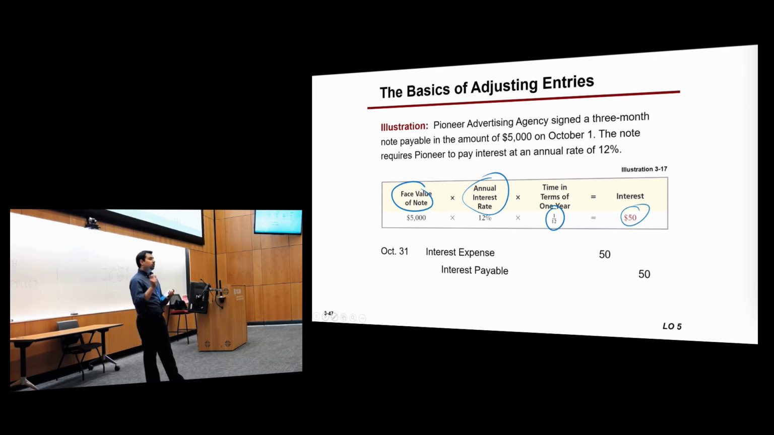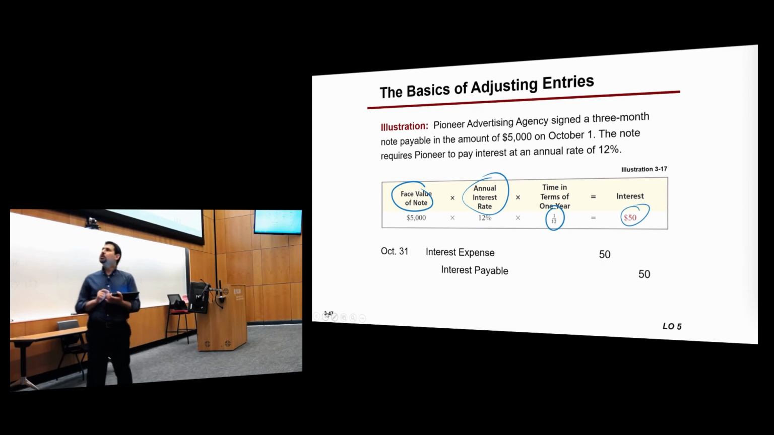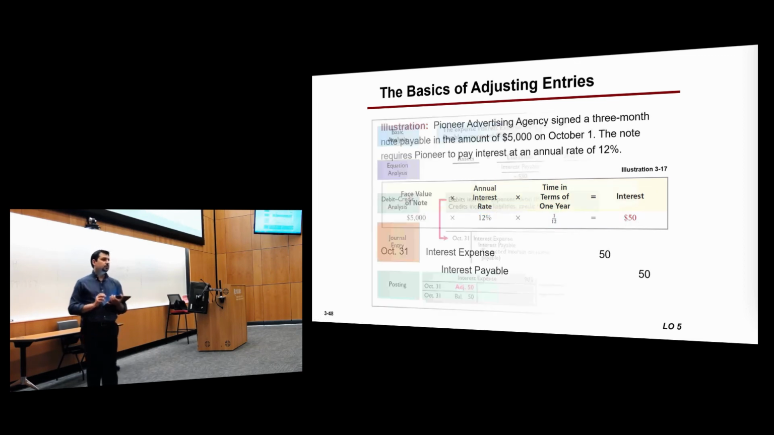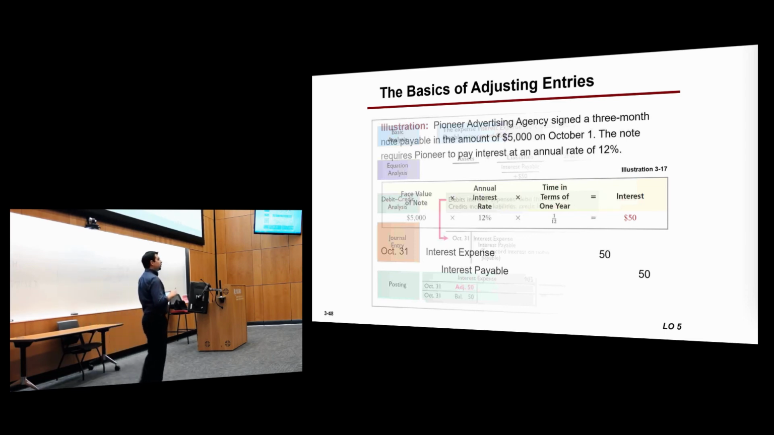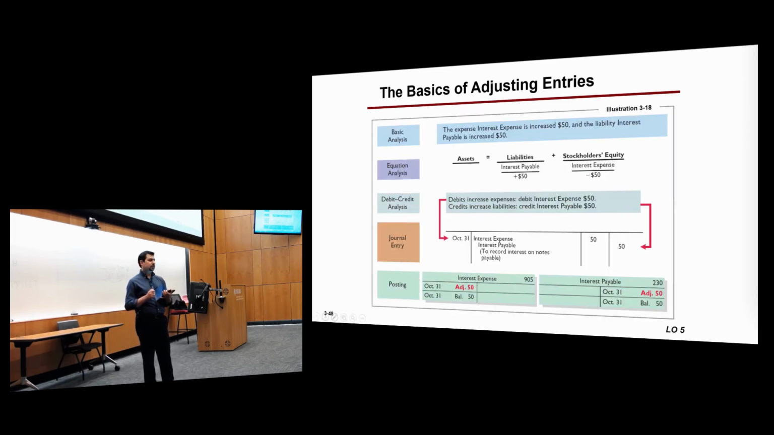The principal is the $5,000. This is the original amount of the loan. They separate the original amount of the loan from the interest amount. And those are different. So to adjust for accrued interest expense, we debit interest expense, we credit interest payable. Any questions? Later on, when the company pays cash, they will debit interest payable and credit cash. Right?